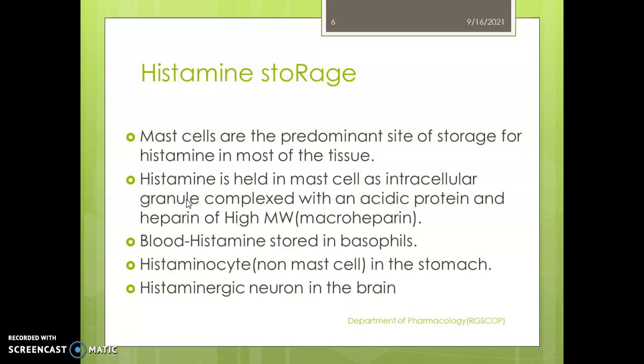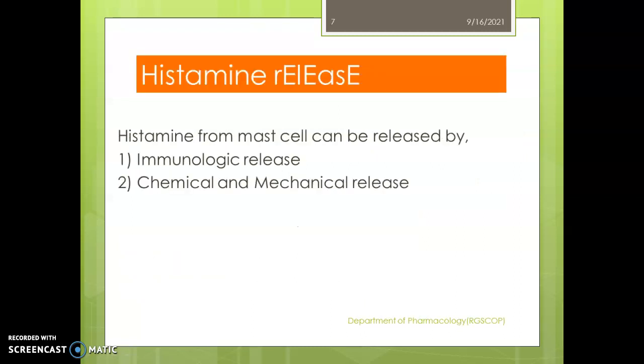So that becomes macroheparin. It is also located in the blood: histamine is stored in basophils. Basophil is one type of WBC, differential WBC cells. Then histaminocytes, which are also non-mast cells in the stomach. Then histaminergic neurons in the brain, where histamine is available or stored.